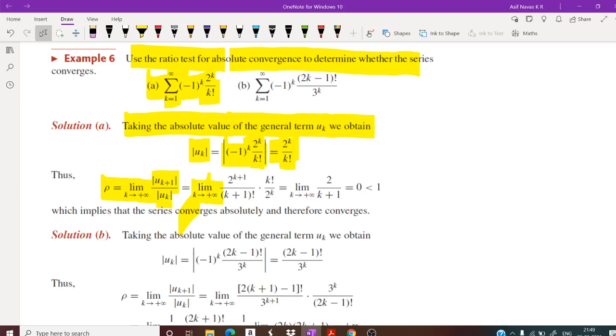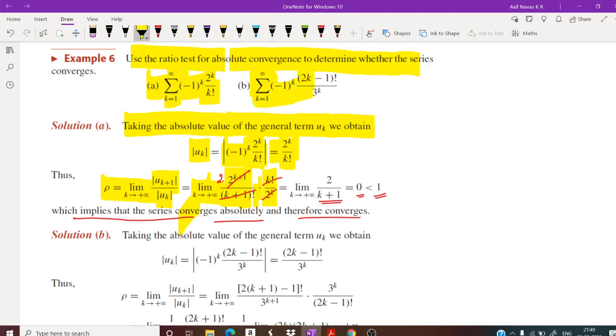Now rho is equal to limit k tends to infinity mod uk plus 1 divided by uk, which is equal to limit k tends to infinity 2 raised to k plus 1 into k plus 1 factorial into, we take a reciprocal, k factorial divided by 2 raised to k. So from here we will get 2 and k plus 1 factorial over k factorial, that is k plus 1. So this is equal to 0 as k tends to infinity, and this is less than 1. Therefore, the series converges absolutely. Therefore, the series converges.